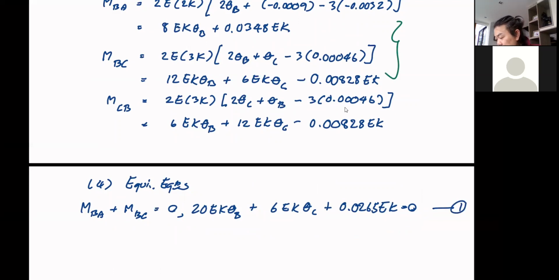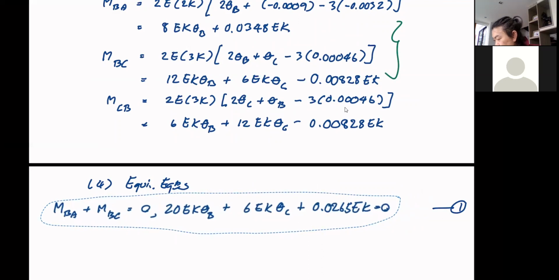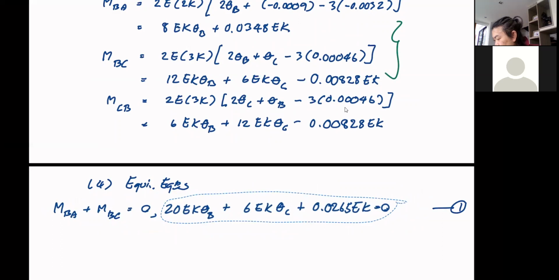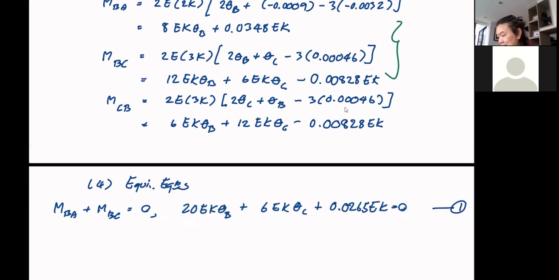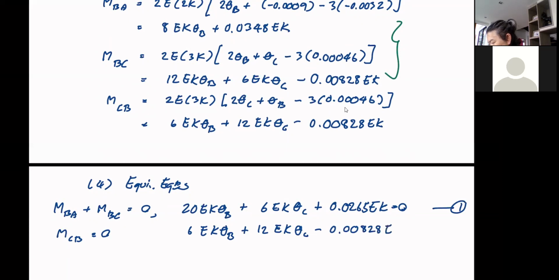Maybe I should move everything in all together. Okay, and then move this a little bit to make it tidy, nice and tidy. Now it's sigma MC equal to zero. So basically you only have MCB. So that means that term itself, MCB, must be equal to zero, right? Basically that term: 6EK theta B plus 12EK theta C minus 0.00828 EK equals zero. That's your equation number two.